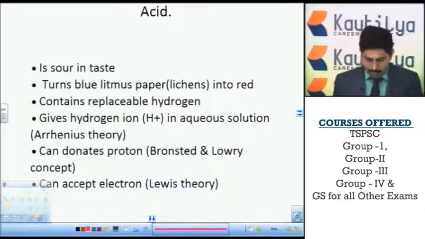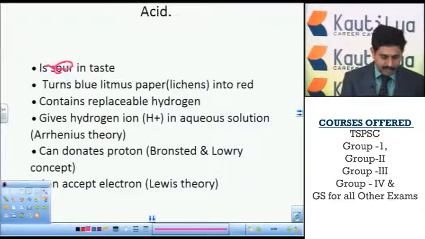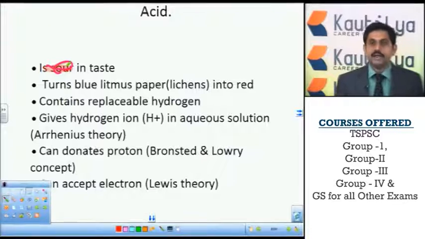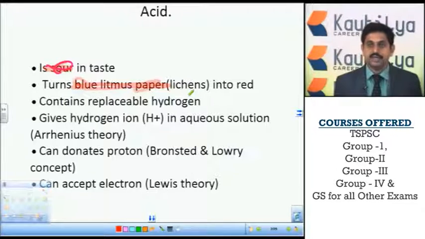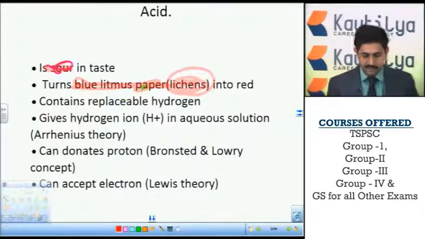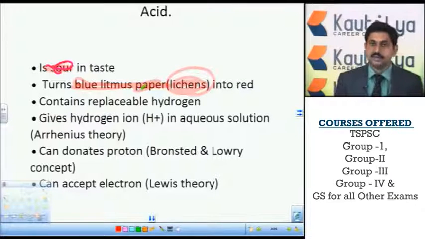So what are the general properties of acids and bases? First, acid has a sour taste. It turns blue litmus paper red. Litmus paper is available everywhere in the laboratory; you might have seen it. This litmus paper is isolated from a symbiotic organism called lichen. It is useful for detecting whether the given sample is an acid or a base. If a solution changes blue litmus to red, then it is considered an acid. If it changes red litmus to blue, then it is considered a base.